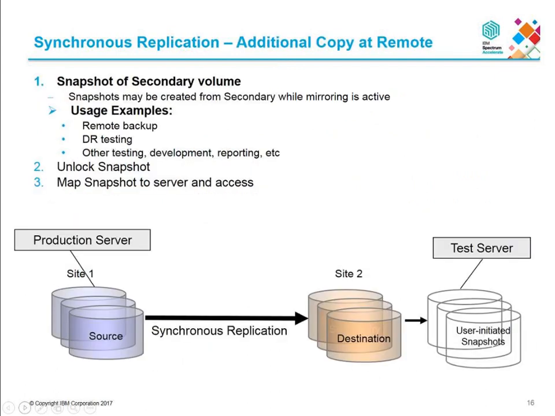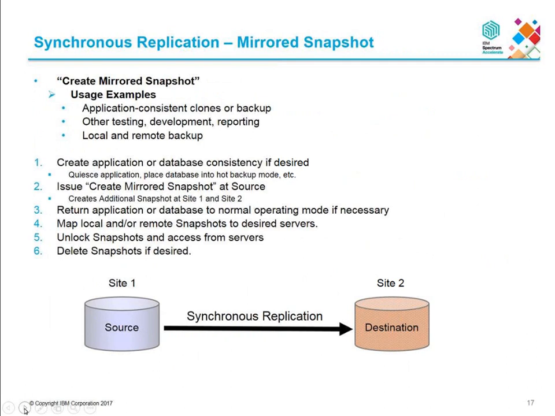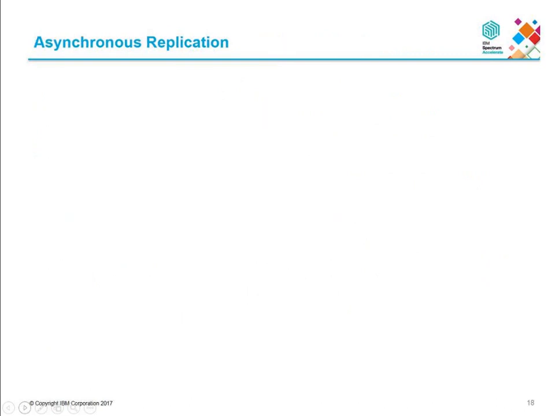I have the ability to do additional copies at the remote side. I can do as many snaps as I want of that volume. I also have the ability to do a mirrored snap, which means I issue a command and I get a snapshot on both sites that's guaranteed to be consistent at a point in time. So I can do DR testing or other testing on copies that are exactly the same at both locations. So that's it for synchronous.